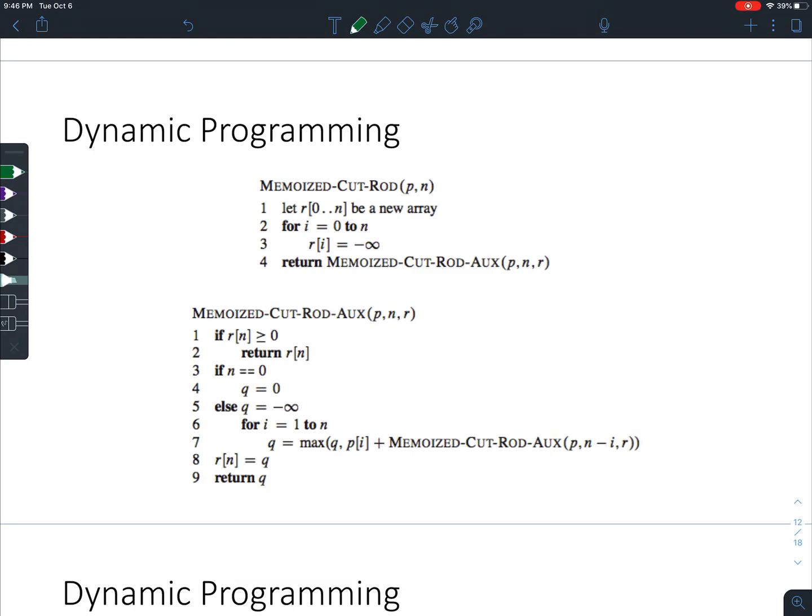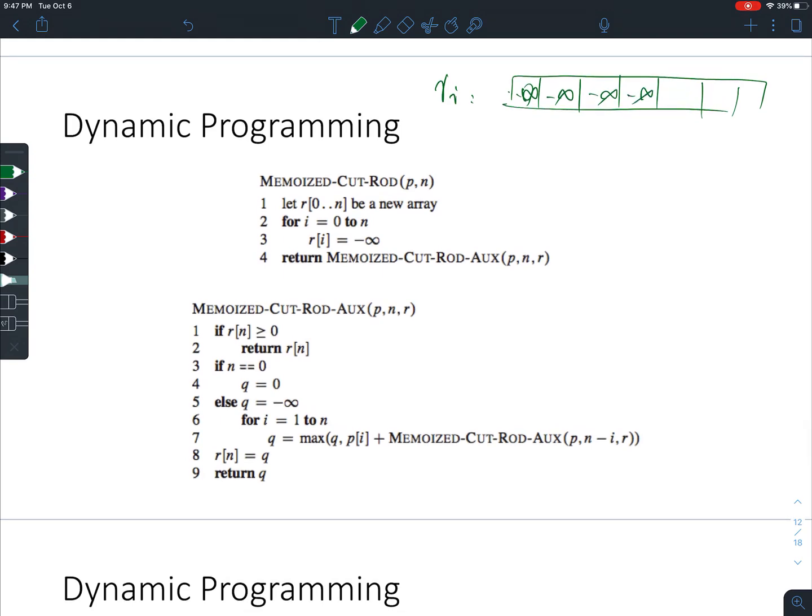Here we have: let r[0..n] be a new array. So we are creating an array r. If you remember, r_i stands for the highest revenue for a rod of length i. For i starting from 0 to n, first we give it a negative infinity value. Here you could also give it a 0 value, but let's not give it 0. Let's just give it negative infinity. It's like we haven't checked the revenue that we can get for a rod of any length.